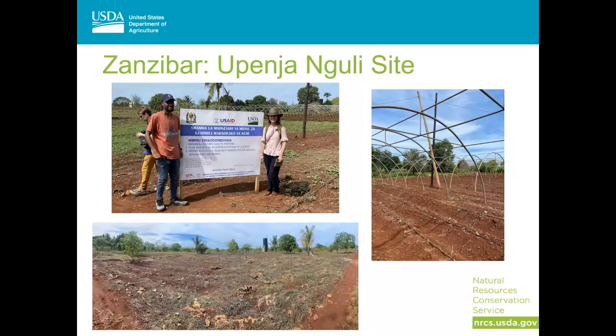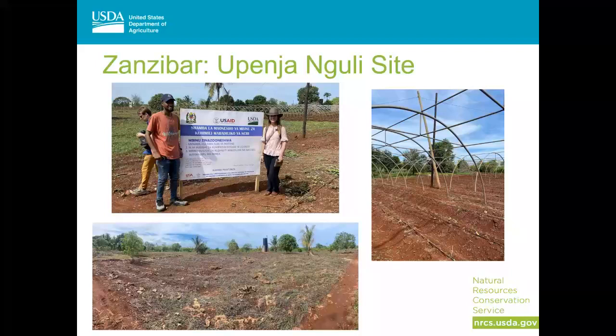So the Upenja Nguli site in Zanzibar is another site we visited. They were getting a new drip irrigation system installed despite an old system that had failed that was still in place. So you can see in these pictures, there's these hoop houses that don't have any covering on them. And then in the rows, there's some drip line.